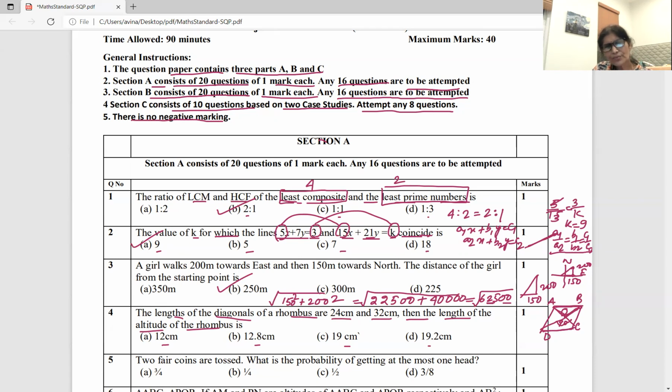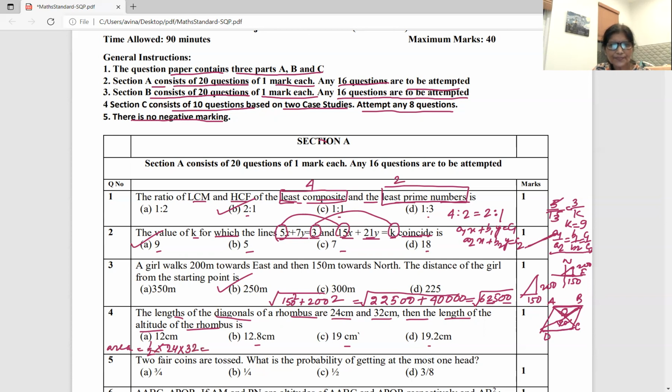Then we'll find the area of the rhombus. The area of the rhombus is half into diagonal 1 into diagonal 2. Diagonal 1 is 24, diagonal 2 is 32. So the area is equal to half into 24 into 32.